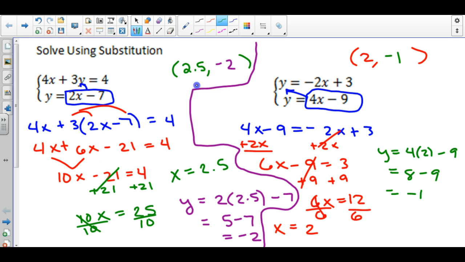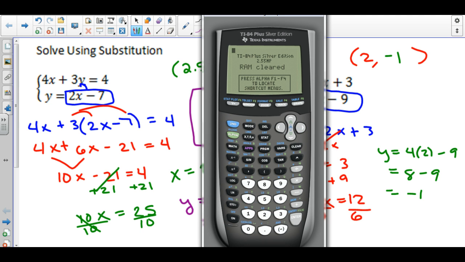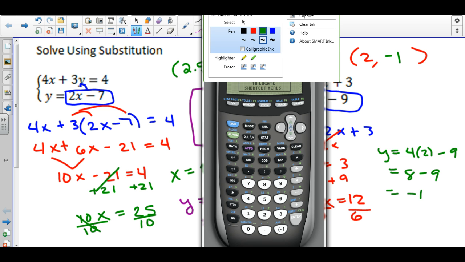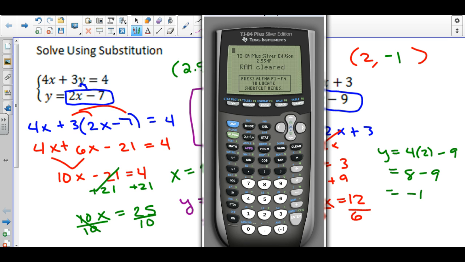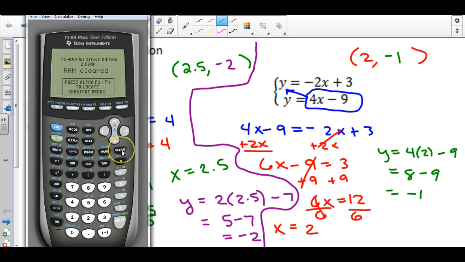Just to prove to you guys, knowing something that you have seen before, I'm going to take the calculator and show you guys on a graph what this would look like. So let me shut this off. Okay. So you don't have to do this part, but what I'm going to do is go to y equals, and I'm going to put both my equations in here. Y equals negative 2x plus 3. In my other equation, y equals 4x minus 9. And it was nice that both of these equations were already in slope-intercept form.